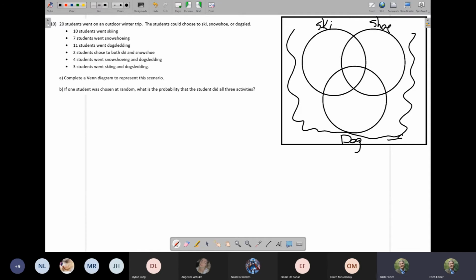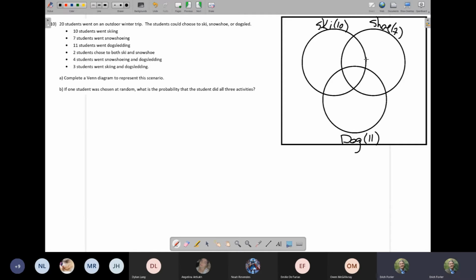There's going to be nobody that's outside of each of those sets. So they tell us that 10 students went skiing, 7 students went snowshoeing, and 11 students went dog sledding. Following our process for filling out Venn diagrams, we look for "and" statements. In this case, that's all they've given us. There are no "or"s in this one. This told us that 2 students choose to both ski and snowshoe.